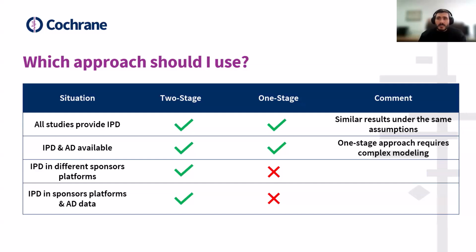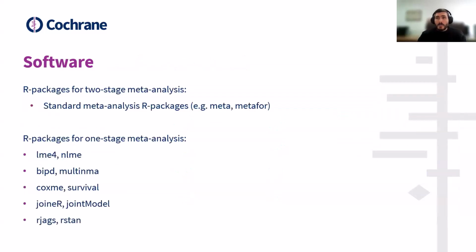When you collect the data, you may encounter the case where some IPDs are available in a sponsor platform and some other IPDs are available on your computer. In that case, it may be impossible to merge all the datasets into a single file because the platform does not allow exporting patient-level data. In this case, you can only apply the two-stage model. The same holds if IPD are available in sponsor platforms and you also have aggregate data.